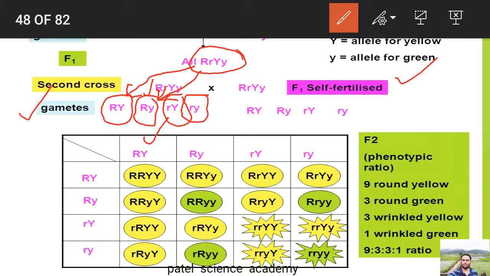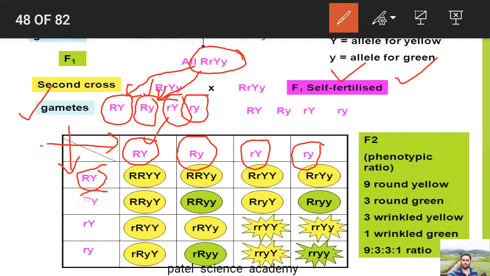Now we'll make the checkerboard. So we'll write here the gametes of the male and here the gametes of the female. The same gametes will be there because this is selfing. So in this cross, these are the gametes: first, capital R capital Y, capital R small y, small r capital Y, and small r small y. The same gametes will be here. Now we'll see the cross.